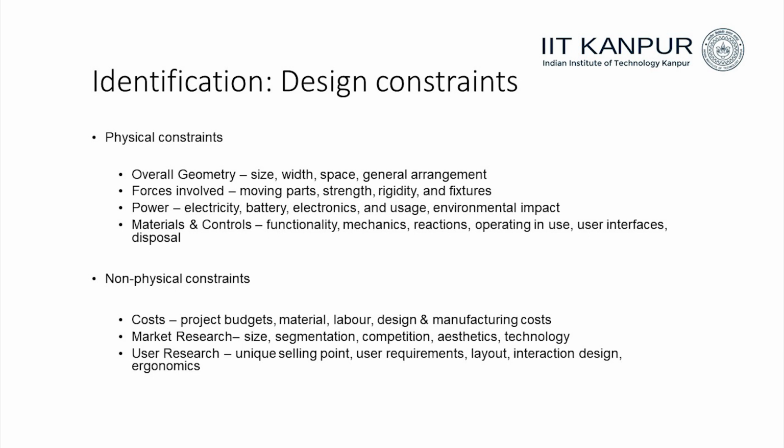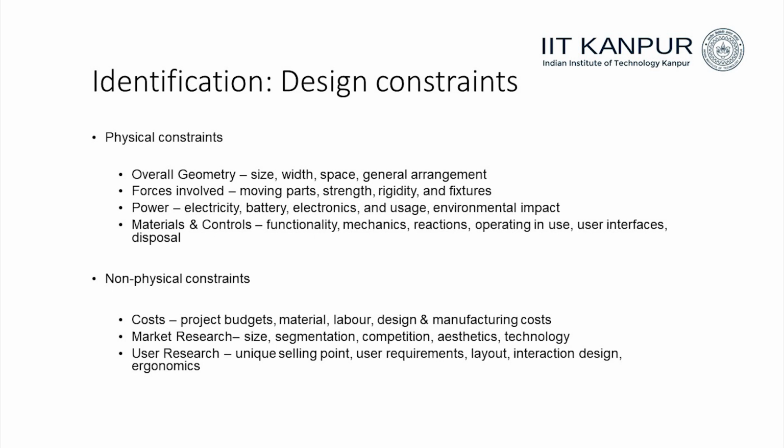So, in this identification process or the discovery process in the double diamond design process, there are a number of constraints that you need to keep in mind. So, these are the constraints which are also helping you narrow down your opportunities. Okay. So, what are these constraints? These constraints could be physical constraints such as overall geometry. So, size, width, space, general arrangement. Could be forces that are involved in creating a product. So, which parts will be moving, strength, rigidity and fixtures.